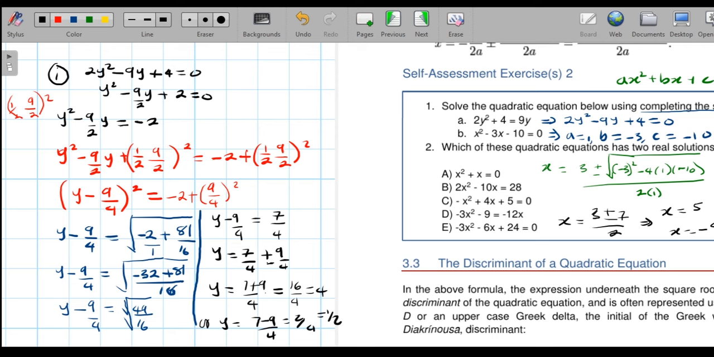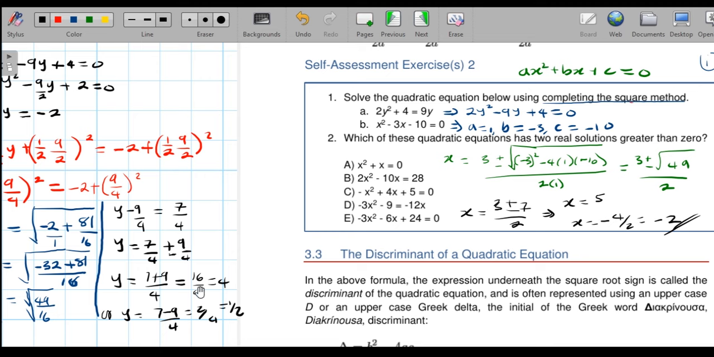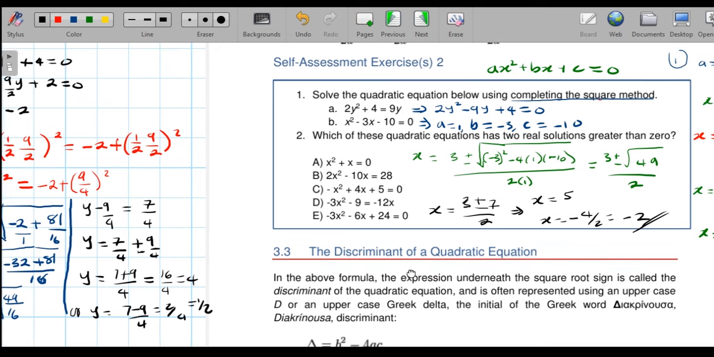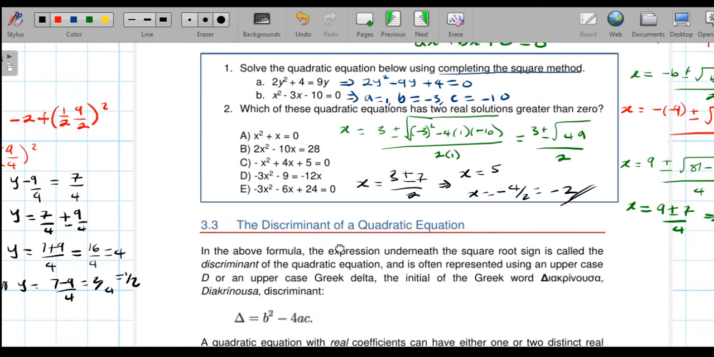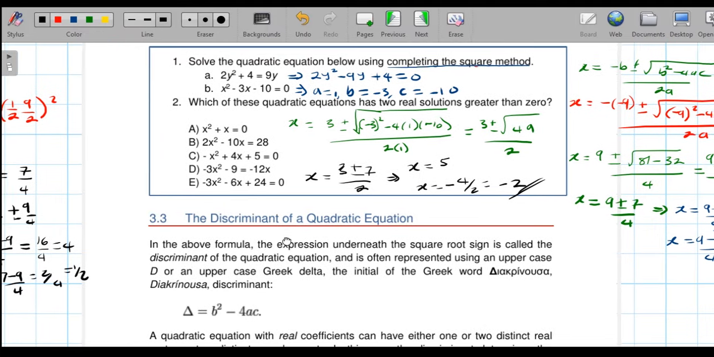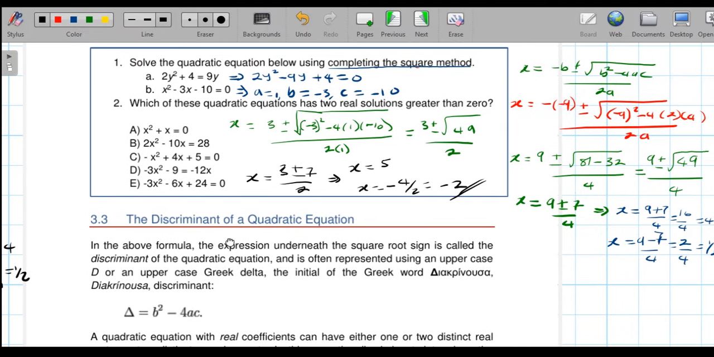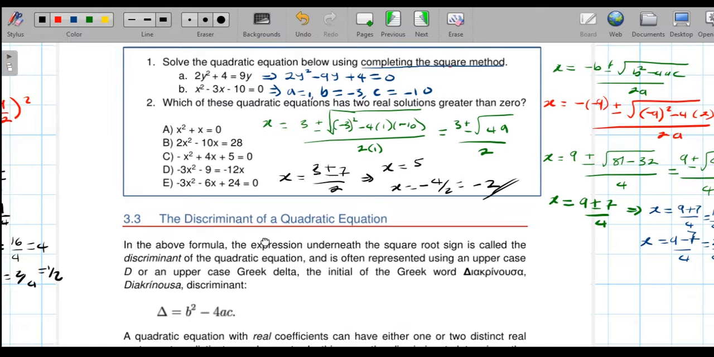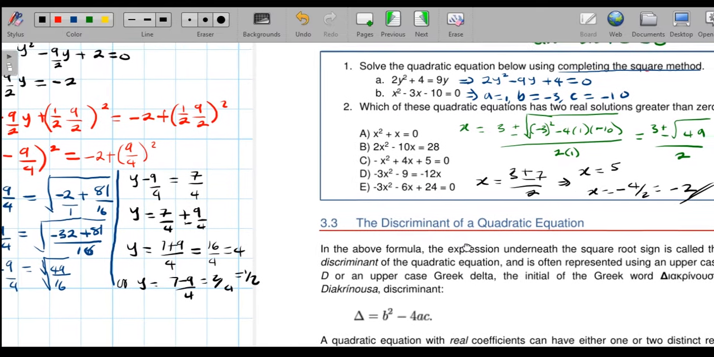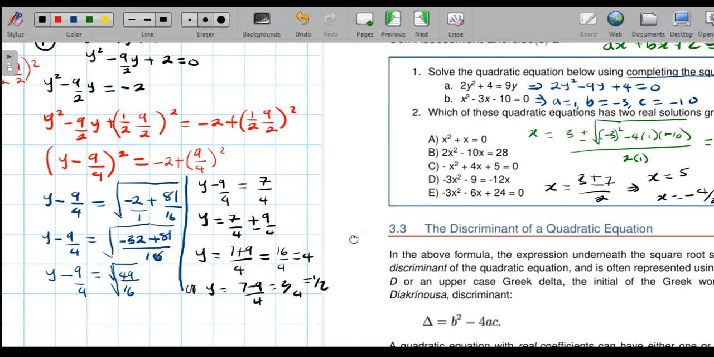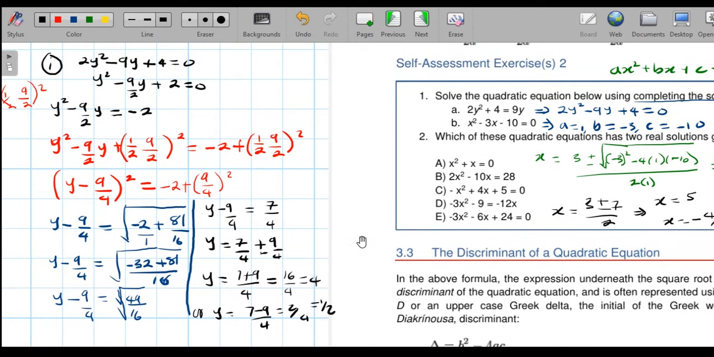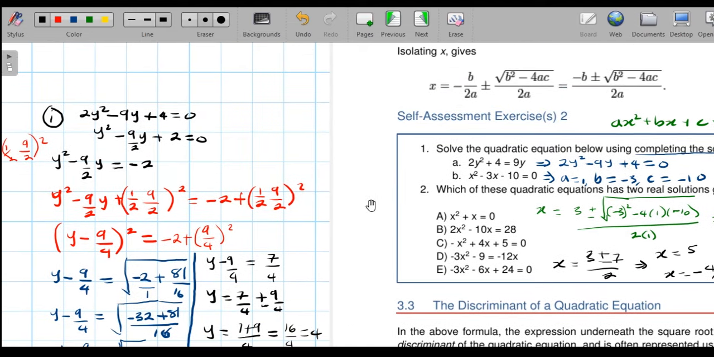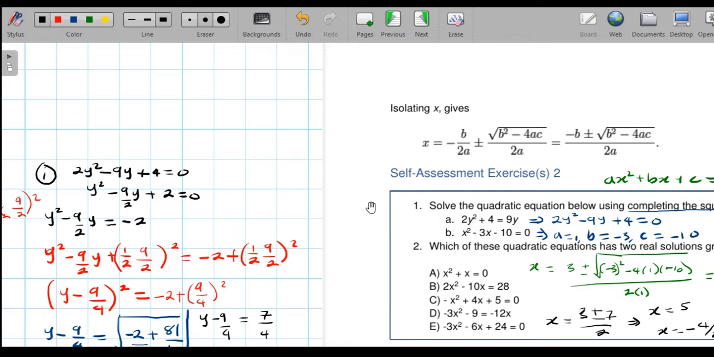So let's compare these two answers. This is the solution for the first equation. There you discover that it is the same as what we had at the other side. It's the same, 4 and 1 over 2. So that is to show that our value is correct. So let's solve for the second one now and see.